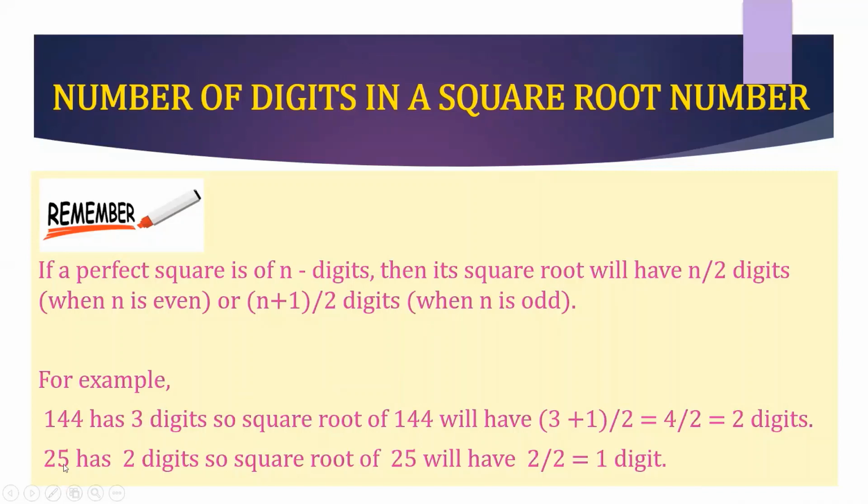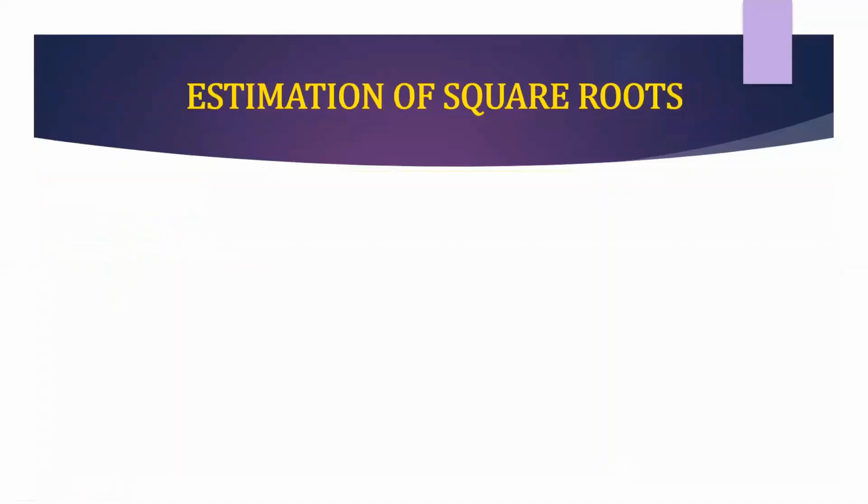Let's see one more example, the number 25. We know that 25 is a 2-digit number. So the square root of 25 will have n upon 2, that is 2 upon 2, that is 1 digit. We know that the square root of 25 is 5, which is a 1-digit number. Next topic is estimation of square roots.